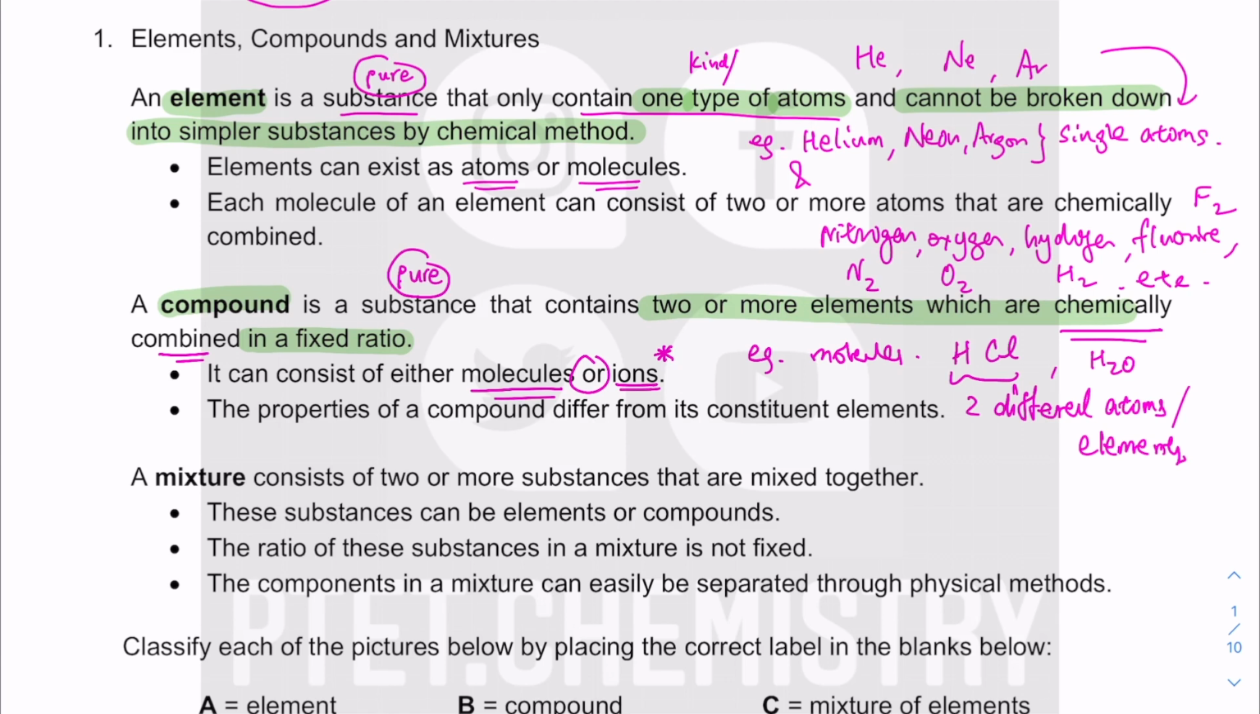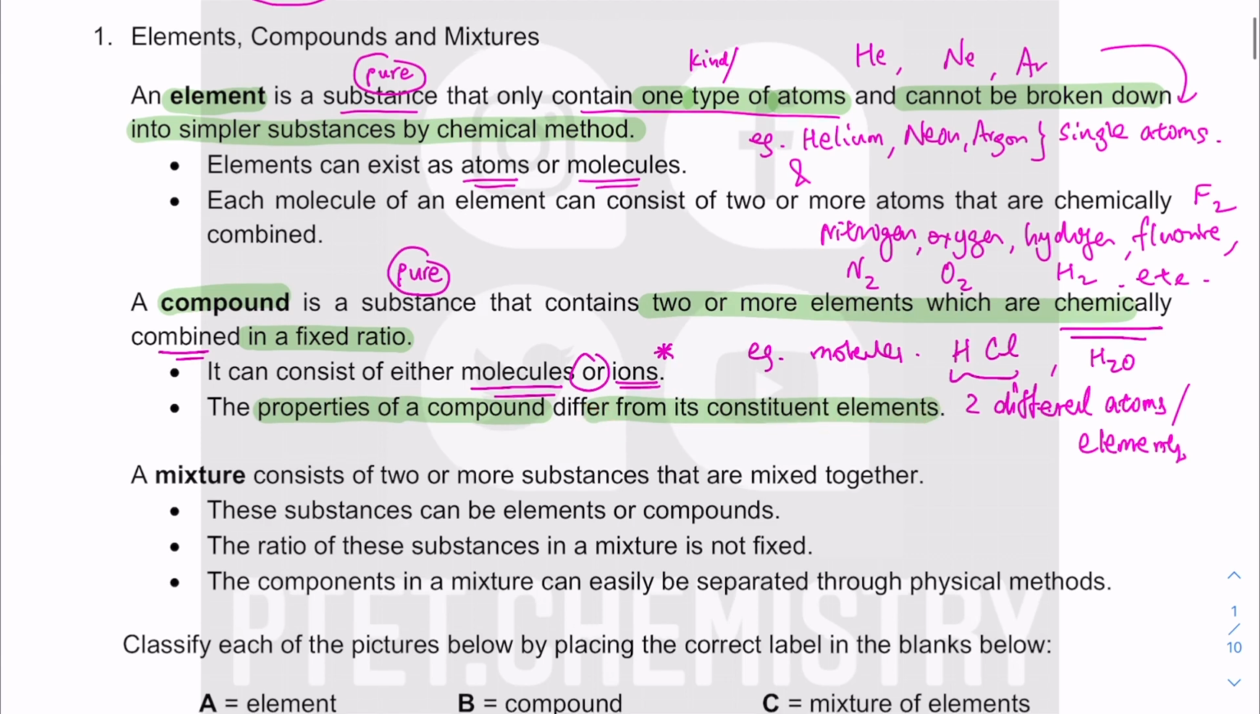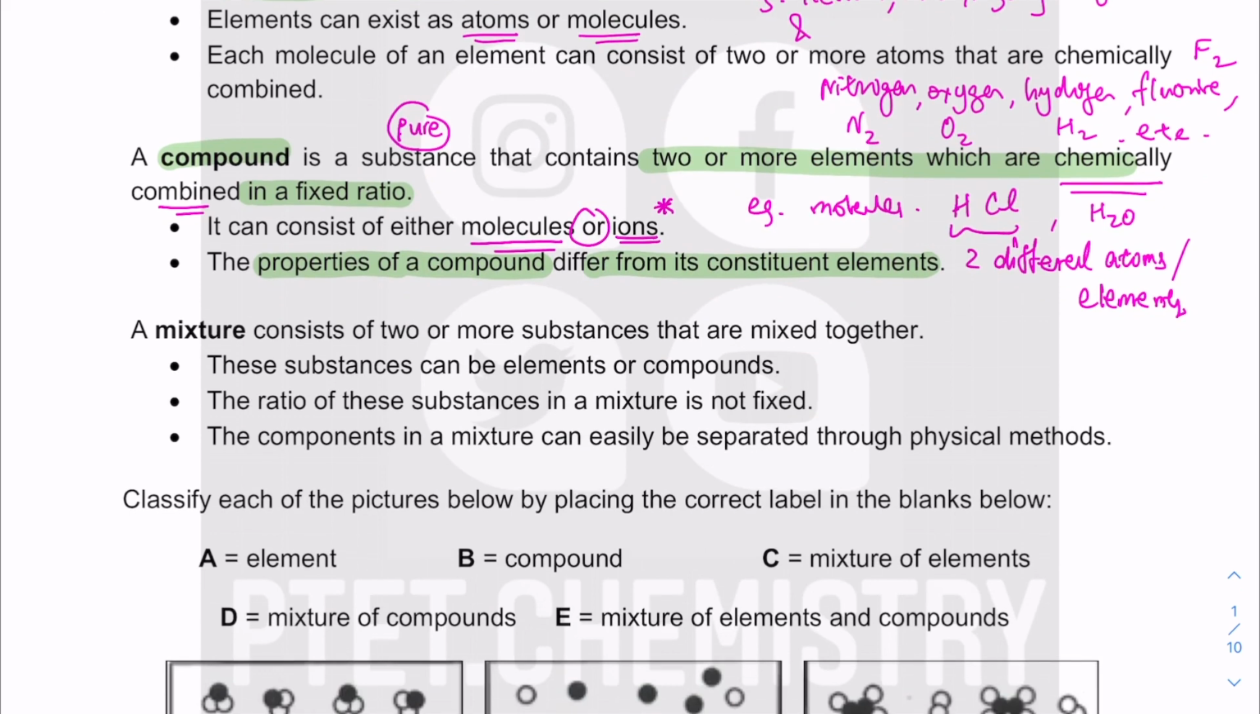What is important also is that the properties of a compound differ, meaning they are different from its elements. Earlier, I think I showed a video in lesson that phosphorus is a very reactive element. It can catch on fire if you expose it to air. But once it reacts with the oxygen in the air, it forms a stable compound. The compound is stable, but the element phosphorus is very reactive in air. So that's what I mean by the properties of a compound differ from the original properties of the element itself.